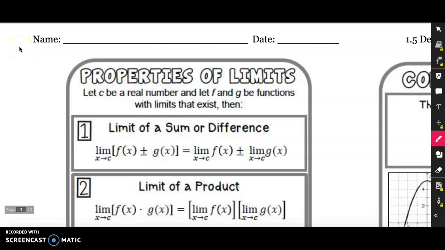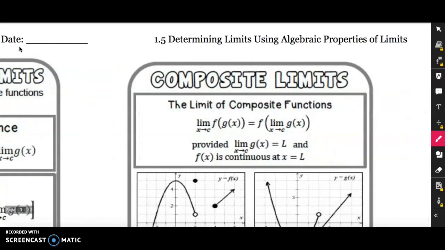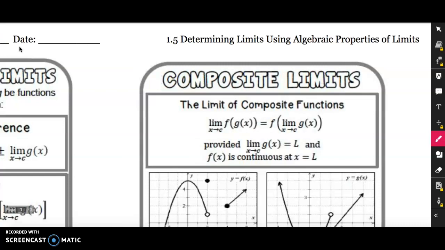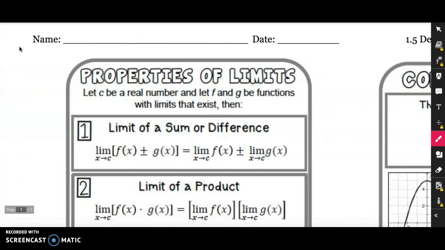Hey guys, today we're going to look at algebraic properties of limits. Some of them are pretty common sense, and then when we get over to composite limits, those are way less common sense. At least they were for me. So bear with me as I try to explain it to the best of my abilities. But let's go through these ones first.